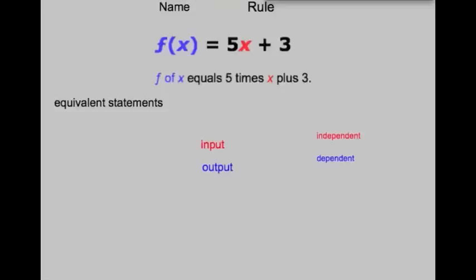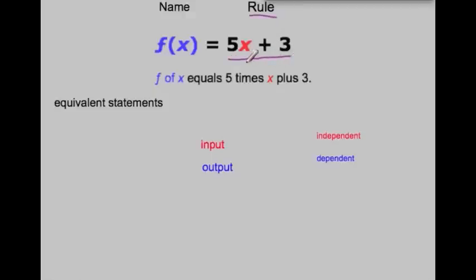So in order to talk about function notation, we have to know what we're looking at. Function notation, you've probably seen it before, looks like this. And we read this as f of x equals 5x plus 3. And this gives us the name of the function, f of x, and it gives us the rule for the function, 5x plus 3. So here's the name, right here, and here is the rule, right there.